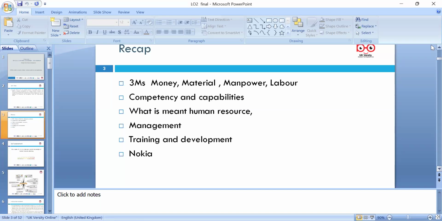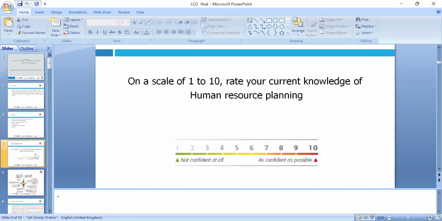Management is the process of designing an environment to achieve the organization's objective. We discussed training and development. Development is long term and training is short term, to achieve a pre-selected objective. Nokia, as we discussed, closed many R&D research and development centers throughout the world, and it had a huge impact on their performance. So we can look at these in the light of various authors and views.